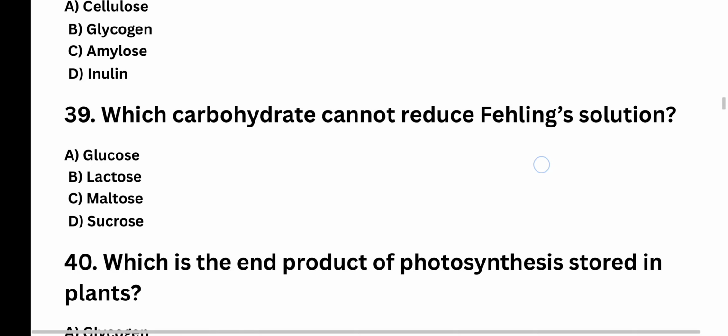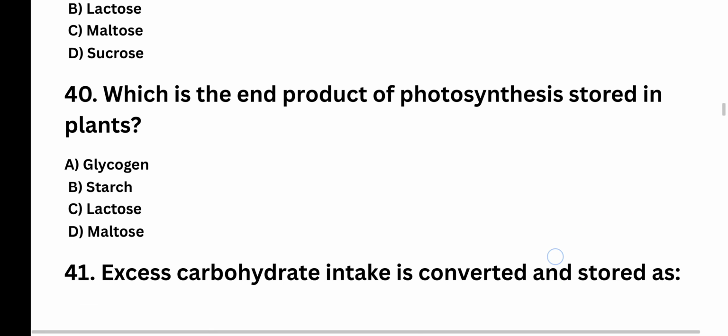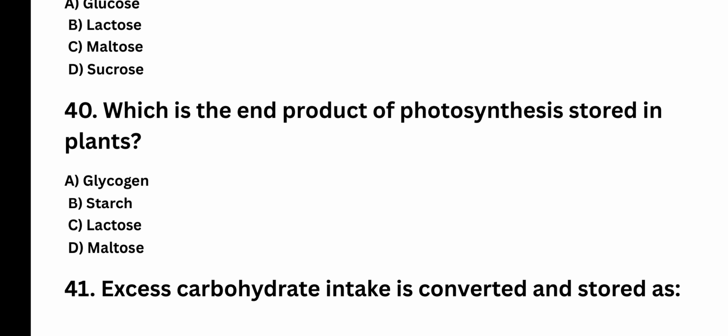So here comes the next question, 39. Which carbohydrate cannot reduce Fehling's solution? Options are glucose, lactose, maltose and sucrose. So the right answer is option D, sucrose. 40th question. Which is the end product of photosynthesis stored in plants? Options are glycogen, starch, lactose and maltose. So the end product of photosynthesis stored in plants is none other than option B, starch.